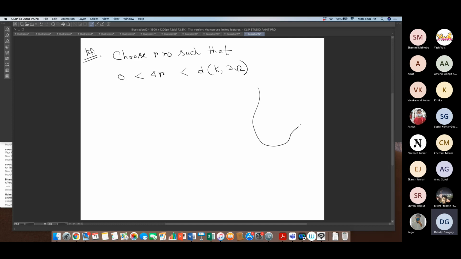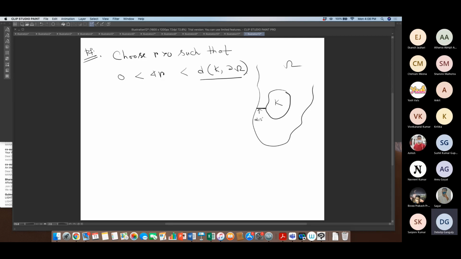Say this is your del omega, and this is your compact set k. What is the distance between them? You know it is the minimum distance between the two sets. So let's say this is the distance between k and del omega. You choose R such that 4 times R is less than this distance, or in other words, R is less than the distance. You will understand immediately why I am doing this. The 4 does not matter. You can take 1000, 2000, 3000, anything, 1 million, 2 million, whatever. This 4 doesn't matter.